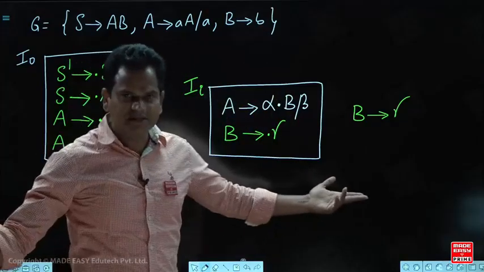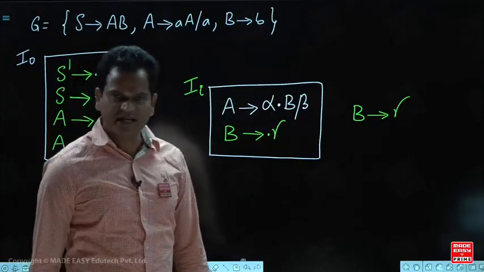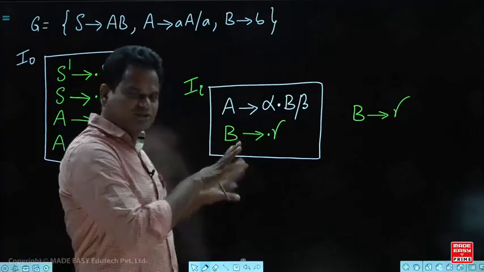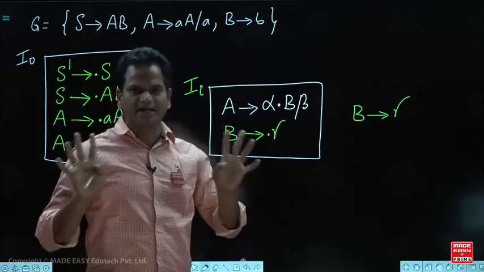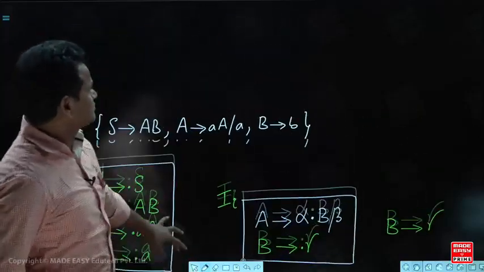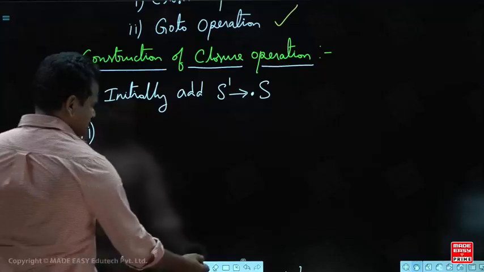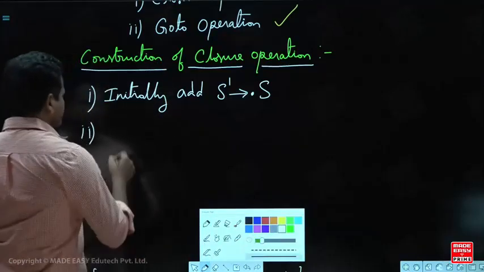This is the second rule. Do you understand? Even if you understood only 20-30% of this entire story, no problem. At the end you will get 100%. Okay, now come to this one. This is the initial step. Initially add S' → ·S. Now what is the next step?